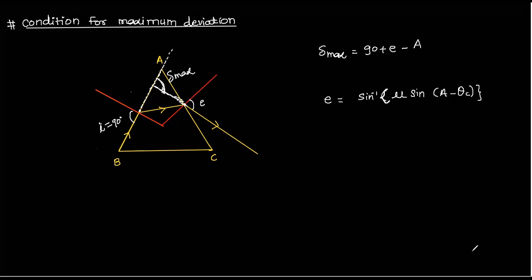Next one, condition for no emergence, means light will not come out of the prism. So that is the condition of no emergence. So see here, condition of no emergence. No emergence means light will not come out of the prism. Okay. So here, this is a prism.